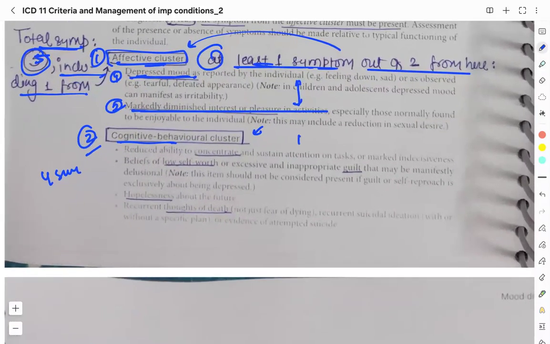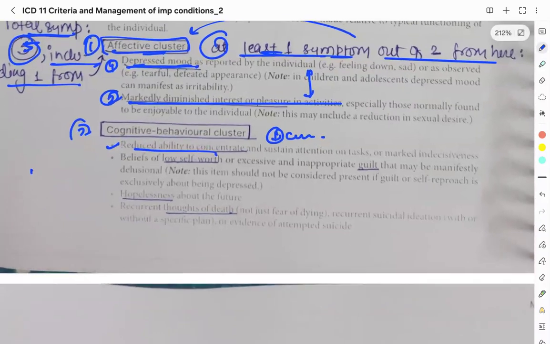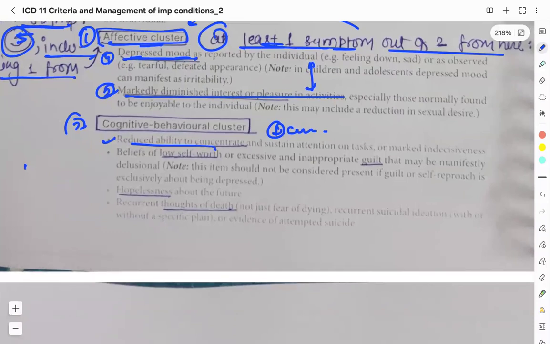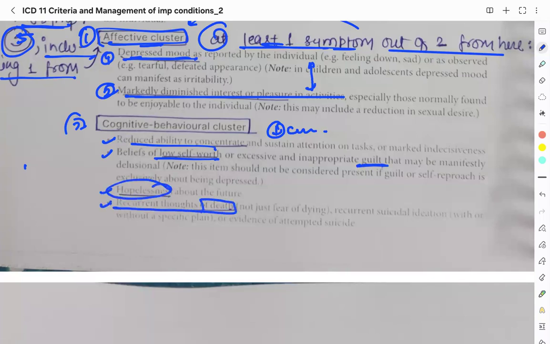So think about thought. That's it. What is present in the patient's thought and cognition? So they had reduced concentration. Dr. Sherry's, you have already covered everything, but we are just dividing them into clusters here. You said belief of low self worth and guilt. Then there is hopelessness, and there is recurrent thoughts of death. So this is also a content, that is thought content. So all of this is going to come under cognitive behavioral cluster.